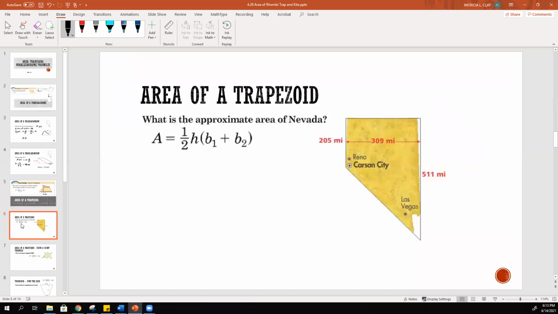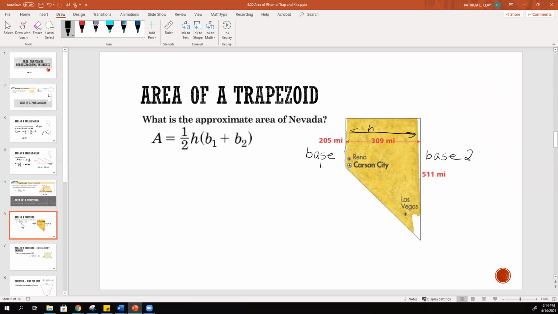What's the approximate area of Nevada? So look, Nevada, if you exclude this little tip right here, is in the shape of a trapezoid. So let's find it. I think this will be fun. We'll be looking for the shape of Nevada. Sometimes it helps to rotate our trapezoid on its side. Here's our base, so let's call this one base 1. Let's call this base 2. And then 309 is going to be our height. I'm going to put H for height right there.